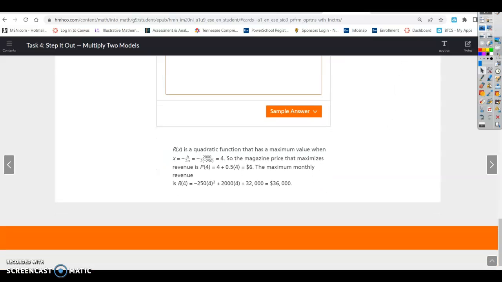Let's see, R of x is a quadratic function. We know that because it has an x squared term. It has a maximum value when x equals 4. So the magazine price that maximizes revenue is P of 4, which is 4 plus 50 cents times 4, which equals $6. So the maximum monthly revenue is R of 4, and that would be $36,000 when you plug 4 into the equation and solve. All right, that is all for Task 4.